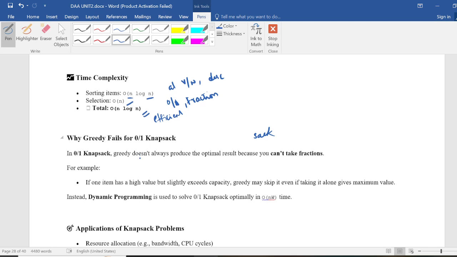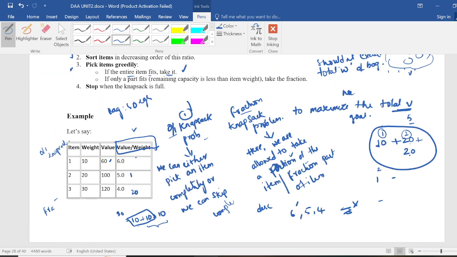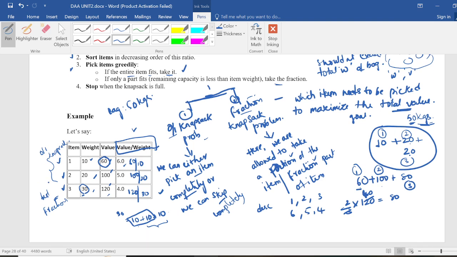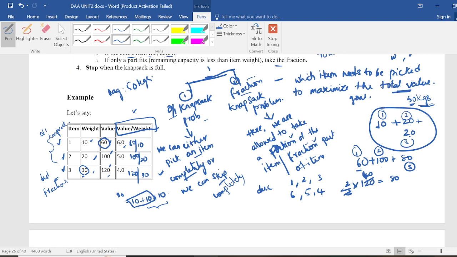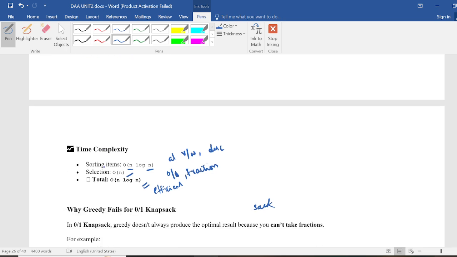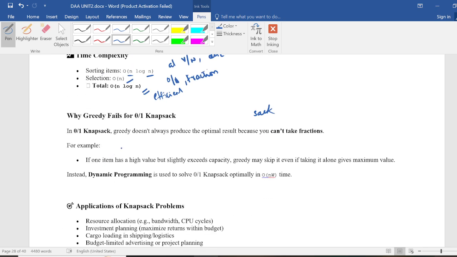Why does greedy fail for 0-1 knapsack? As we have already discussed, greedy works best for fractional knapsack rather than 0-1 knapsack. We'll look into it right now. In 0-1 knapsack, greedy does not always produce the optimal result because you cannot take fractions. Either you have to completely pick the item or completely skip the item. We cannot take fractions. There are cases where this might fail. For example, if one item has a high value but slightly exceeds capacity, greedy may skip it even if taking it alone gives maximum value.